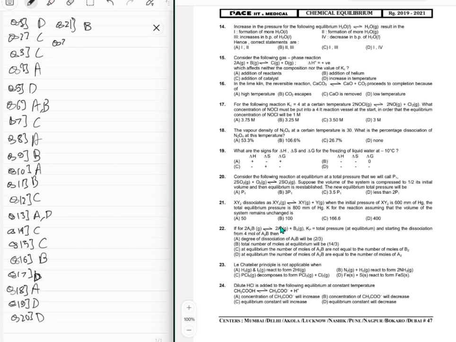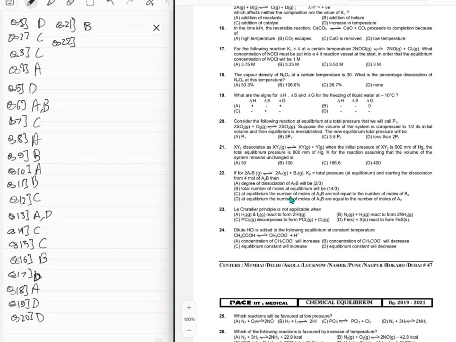Okay, question number 22. If for this reaction Kp is total pressure, and starting the dissociation from 4 mole of A to B.